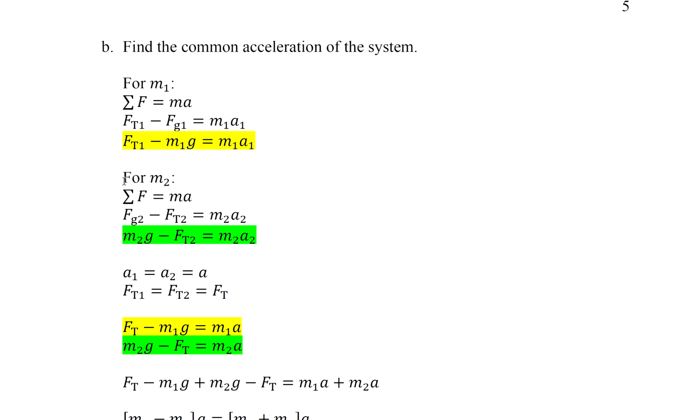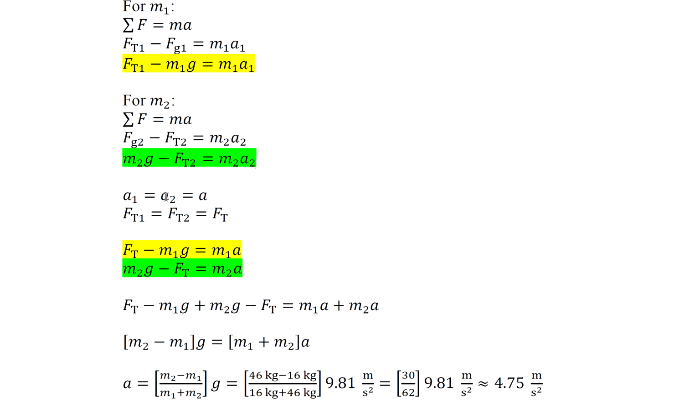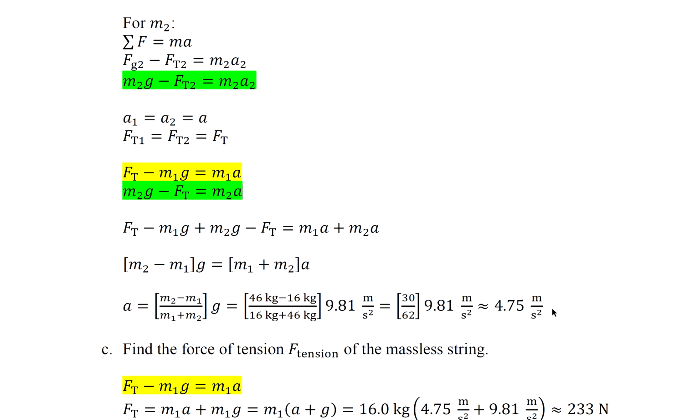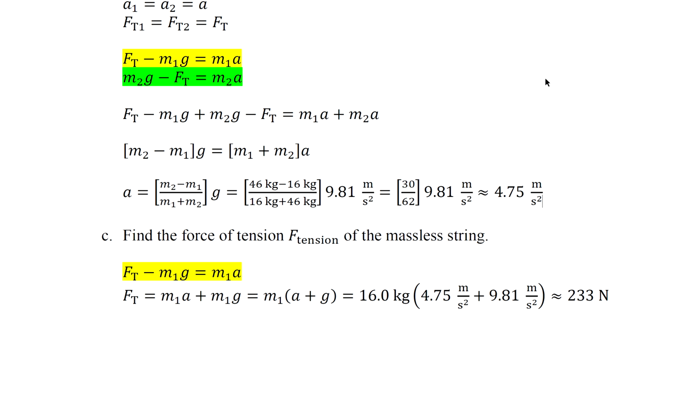So we have this equation. We know A1 equals A2 equals A, and we know force tension 1 equals force tension 2 equals force tension because it's the same string. Let's take the yellow and green equation and add them both up to eliminate force of tension, because we have two equations, two unknowns, right? Solve for A, we get 4.75 meters over second squared. Part C, find the force of tension in the massless string. Just substitute back into the yellow equation.